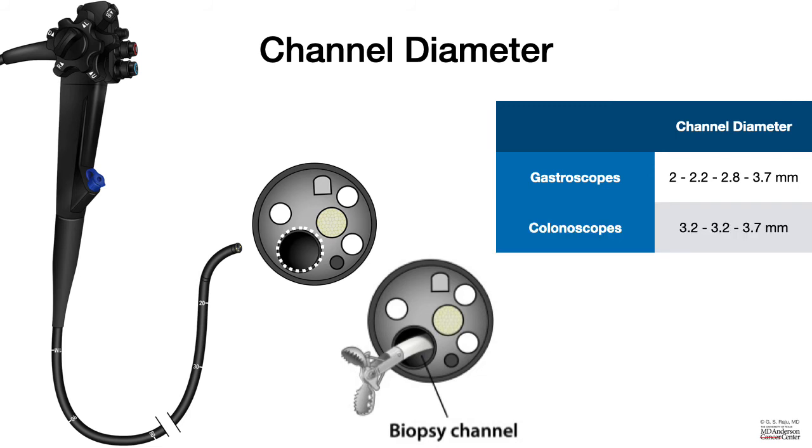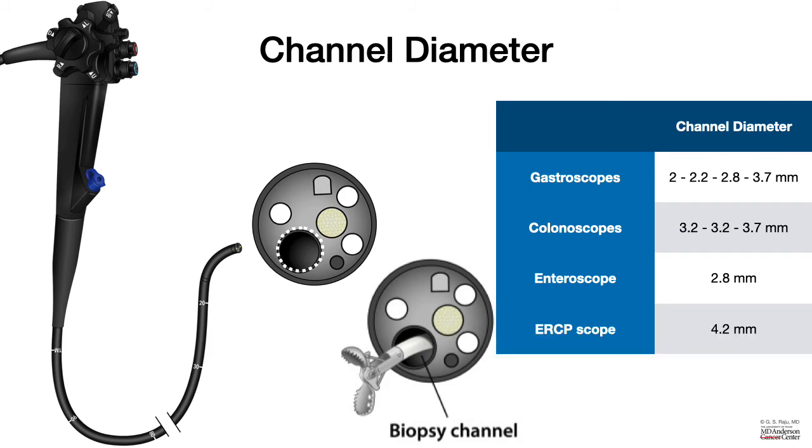For a colonoscope, the channels are a little bit bigger than the gastroscope, 3.2 to 3.7, and endoscope, because it's a smaller caliber scope, the lumen is smaller, 2.8. ERCP scope, we put lots of big stents through that, and they have a bigger channel, 4.2 millimeters. And EUS scope has 3.7 millimeters.